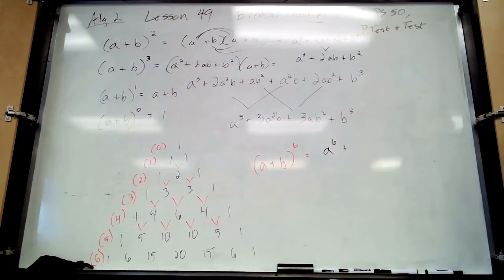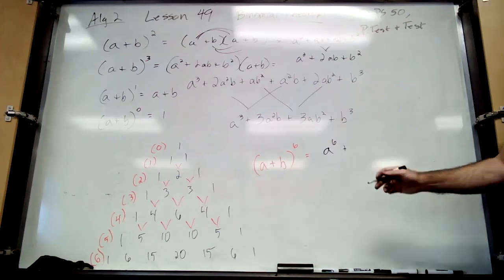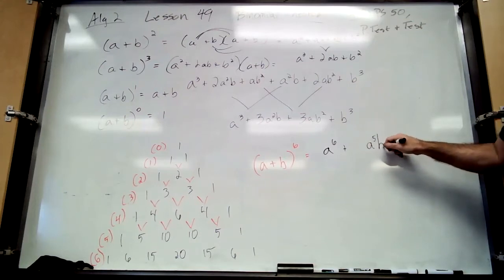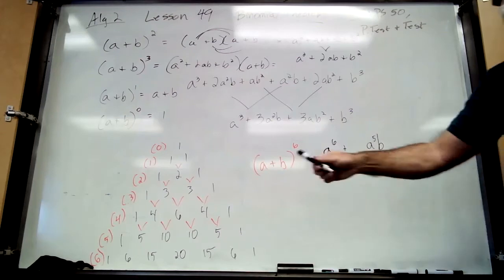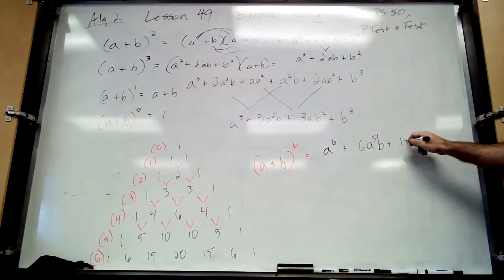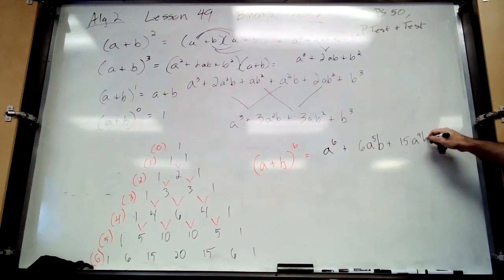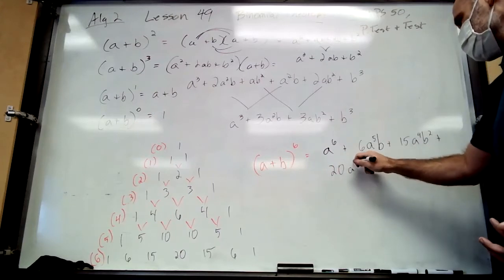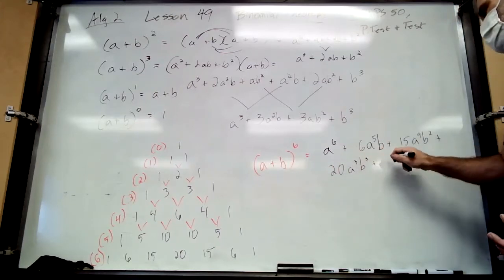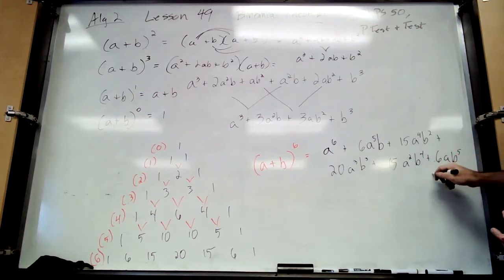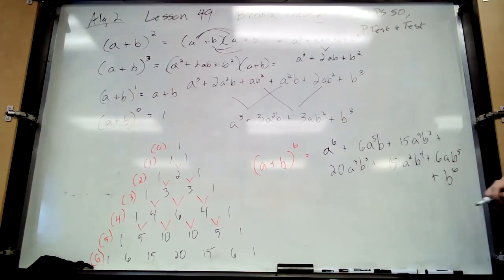And then what's the next variable term going to look like? A to the 5th, B with the coefficient of 6. Right. So then you'd use that coefficient. And then let's see, 15 is next. Then the A's go down, the B's go up. And then 20, the A's go down, the B's go up. 15, A's go down, B's go up. 6, A's go down, B's go up. And then one more, B to the 6.